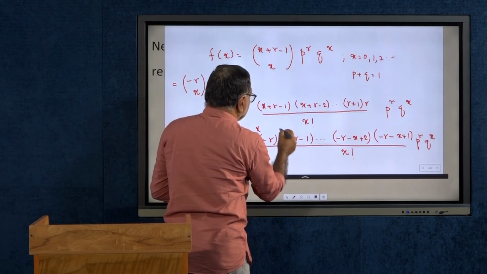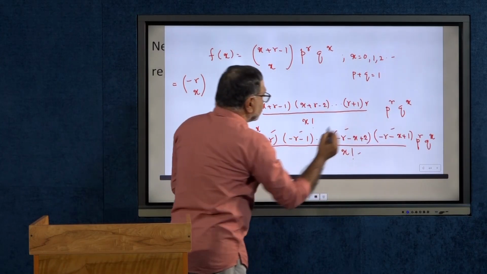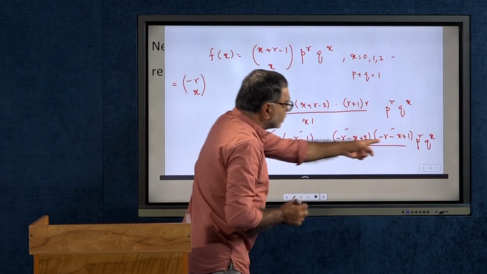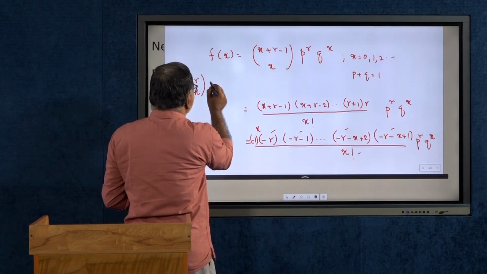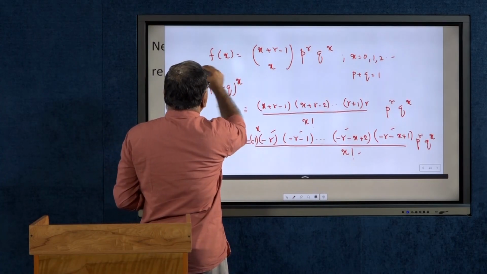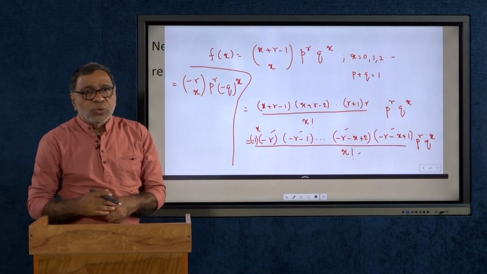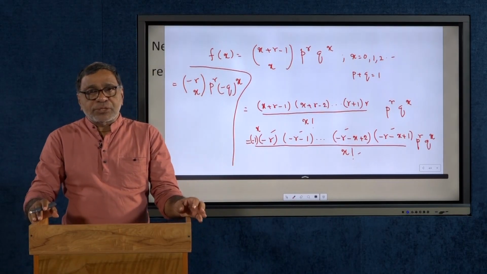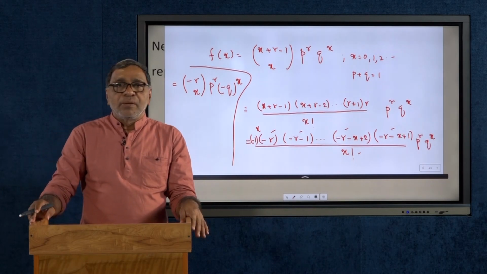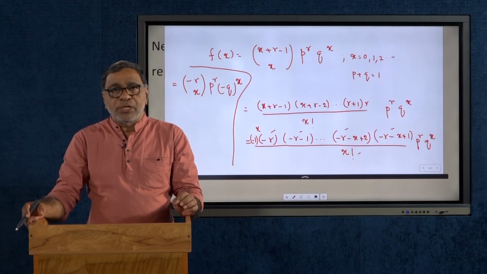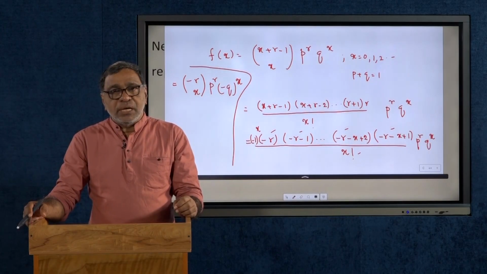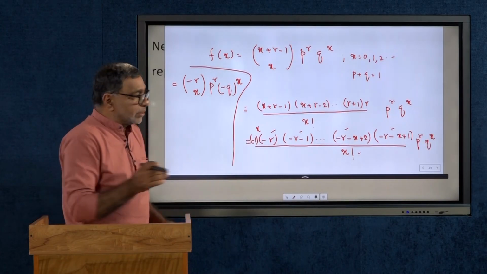This expression from here to here and this are combining, so you can write this as minus r C x, and minus 1 power x and q power x are combined, so we have p power r, minus q power x. So f of x, that is x plus r minus 1 C x, p power r, q power x, is the original form of the probability mass function of the negative binomial distribution, and that can be written in another form as minus r C x, p power r, minus q power x.